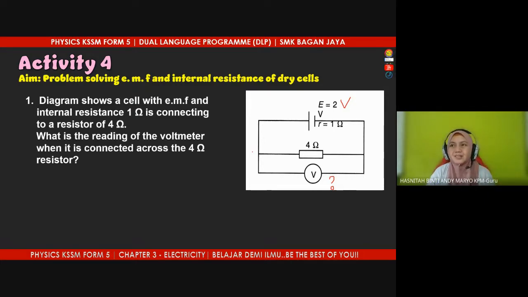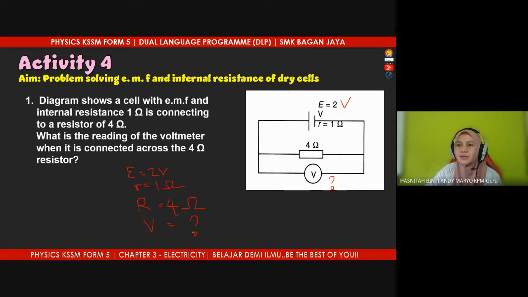Okay, find this, students. So you have the EMF. EMF sini is 2 volt, so you can write E is 2 volt. Okay, this is the given information. E is 2 volt. What else is given? You have small r, 1 ohm. And here is big R, we have 4 ohm. The resistance of this resistor is 4 ohm. So we are looking for V.